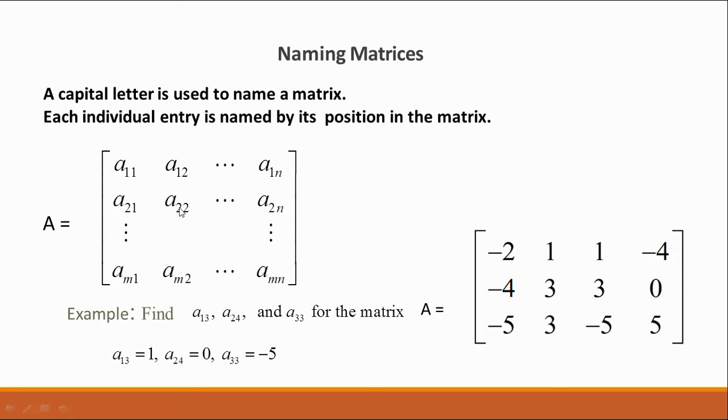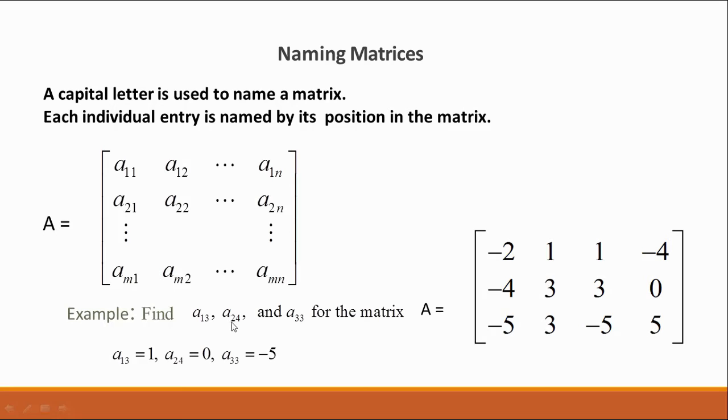So A22 means this is the element of second row and second column. For example, here you see a matrix, this is a matrix A. If we try to find the element A13, the element A13 means the element of first row and third column. This is the first row and third column. So the element of first row and third column is 1.